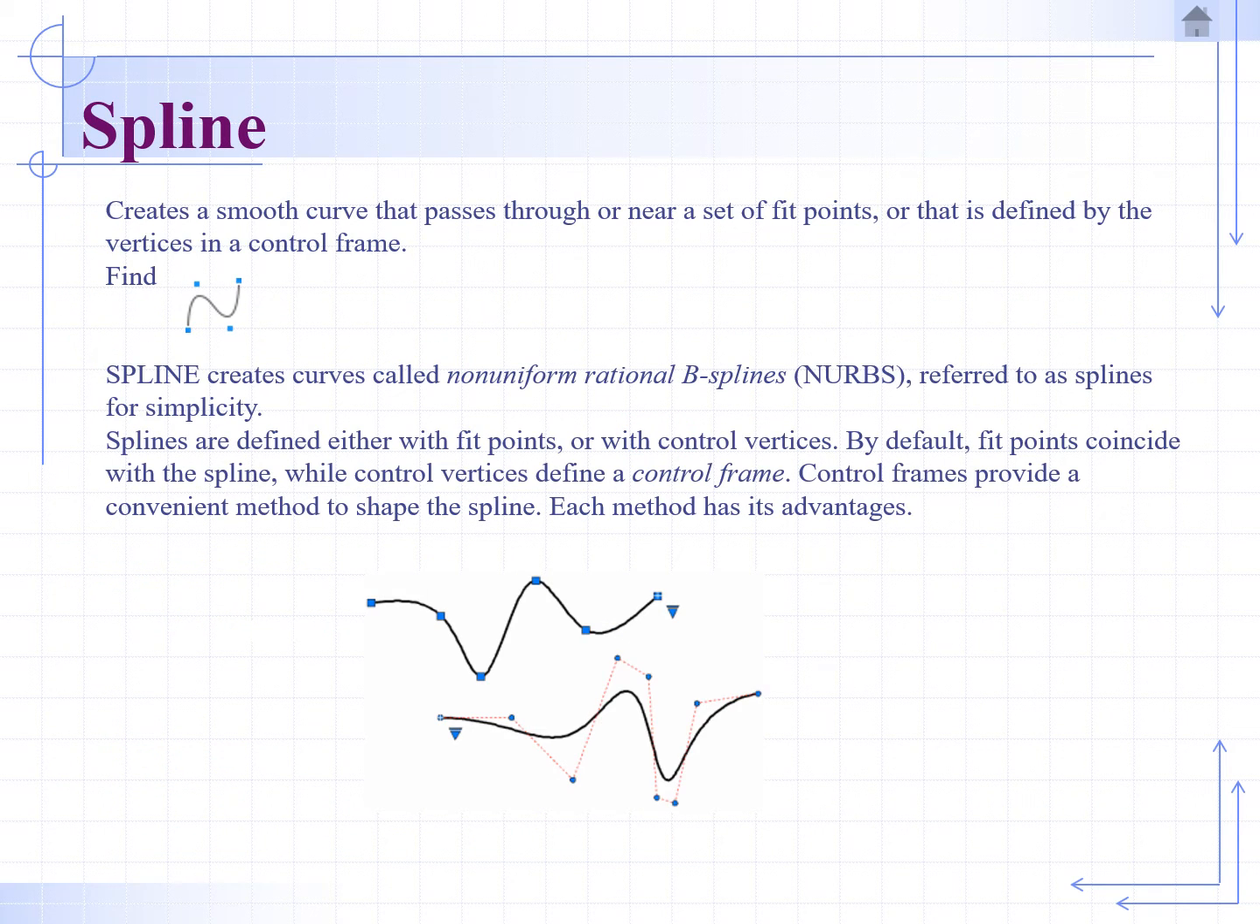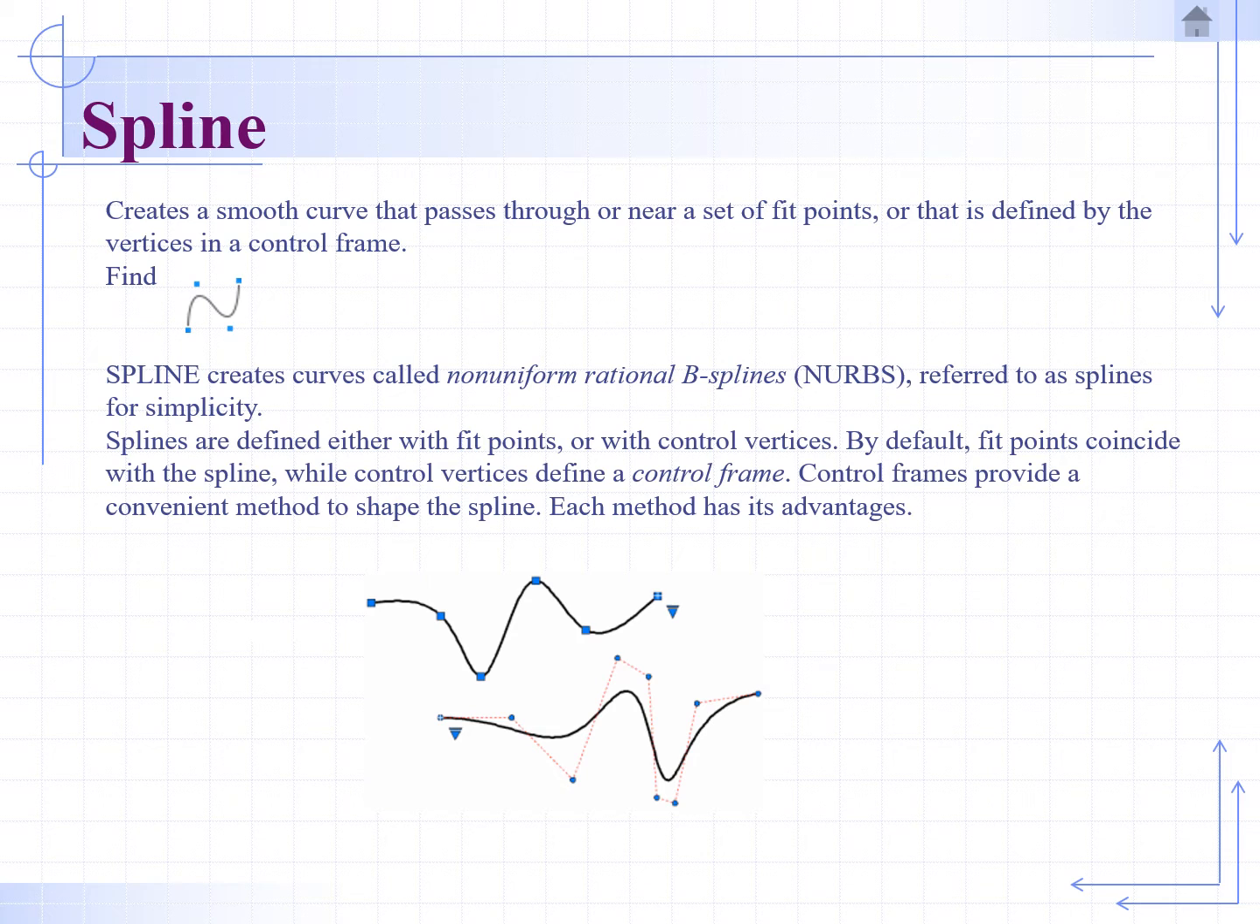Spline. So this creates a smooth curve that passes through or near a set of fit points. So when they say fit points, these may be points that you've already picked on your drawing. They'll be specified areas or just some locations that you deem to be important.